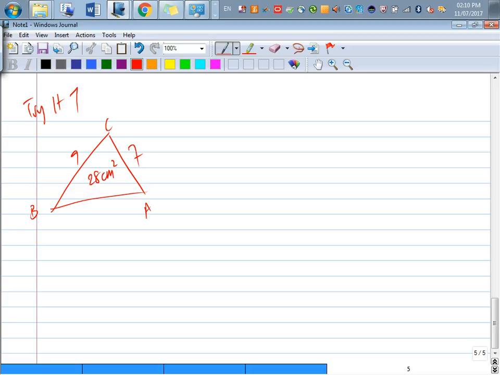The area of triangle ABC is 28. Try it 7 has no diagram. You have to draw it out yourself. Okay?